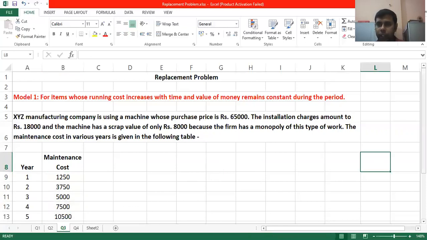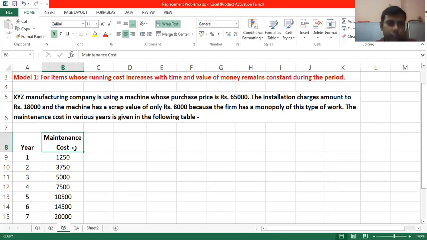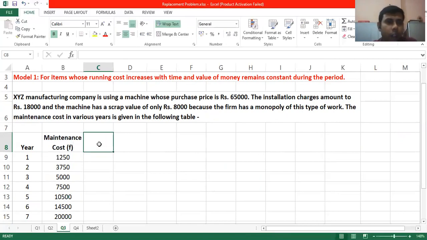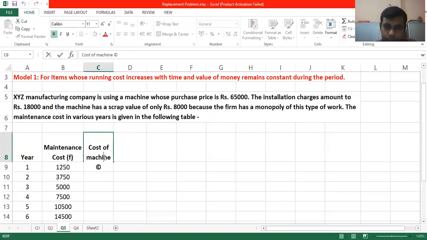Now in model 1 category, to start with, we need to know about three different types of cost. To start with, we have given maintenance cost. We know maintenance cost is denoted by F, as it is same as annual cost, annual running cost or operating cost. Secondly, we require machine cost or cost of machine, which should be denoted as capital C.